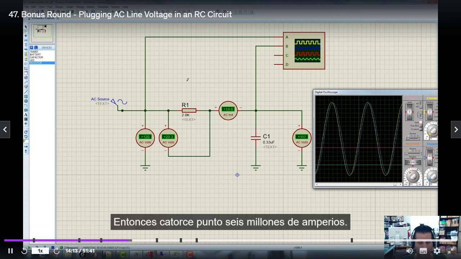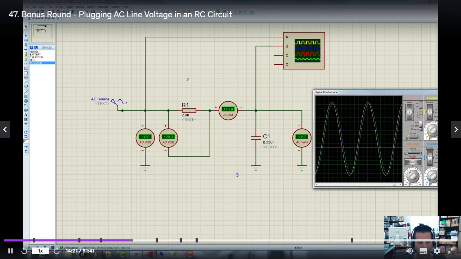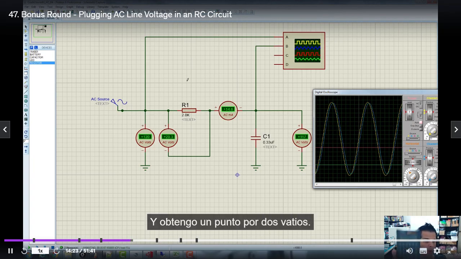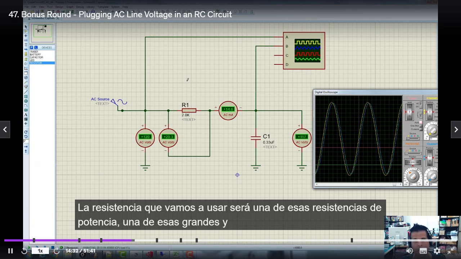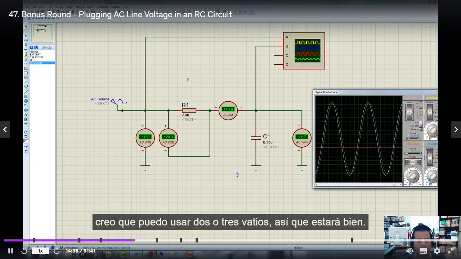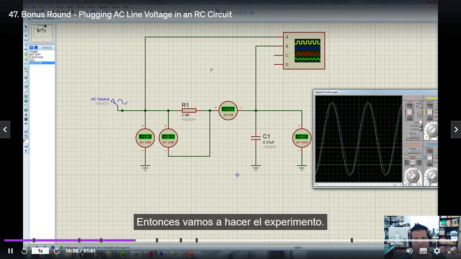So 14.6 milliamperes, we're going to square that, times 2K. All right, and I get 0.42 watts. If you can see that, 0.42 watts, about half a watt. So that means that's pretty safe. The resistor we're going to use is going to be one of those power resistors, one of those big ones. And I think I'm going to use a 2 or 3 watt, so it'll be okay. Then we're going to do the experiment.